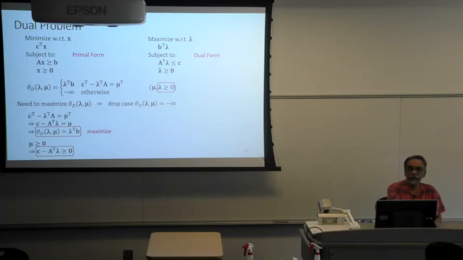So how did you get rid of the transpose? Oh, over here, I just took the transpose on both sides. I took the transpose of this side, which is C minus A transpose lambda, and then mu here.